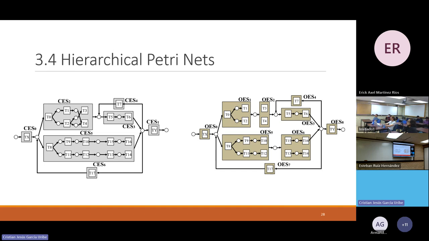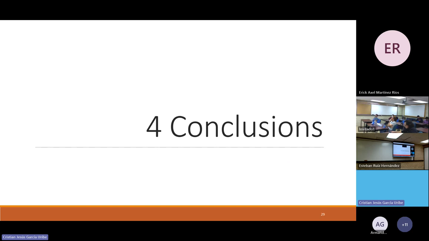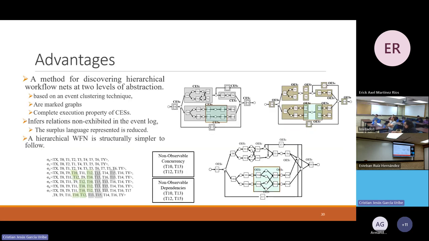It's easy to see that the CS clustering obtains fewer event sets compared to the OS clustering, and a better fitting model language, because this model gives the causal relations T1 and T3, T10 and T13, and T12, T15 compared to the CS model. In conclusion, a method for hierarchical workflow discovery was built with a two-level event clustering approach, with a smaller number of transitions or with a shorter surplus language, respectively.